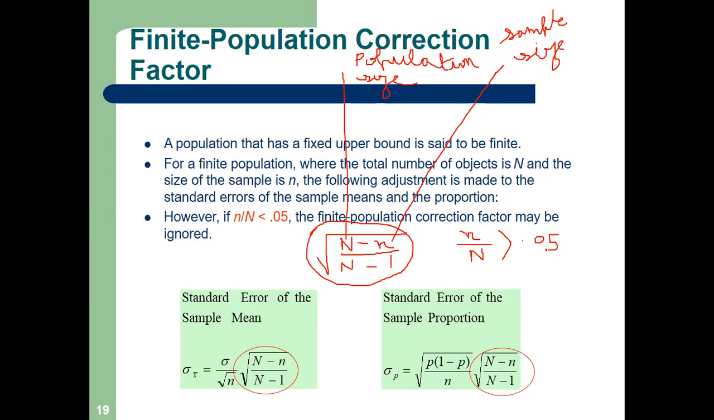If small n by capital N is greater than 5%, or 0.05, we use the finite population correction factor. Number two, if it is less than 0.05, we don't use the finite population correction factor. Is it clear? Nimish, is it clear? Yes, sir.